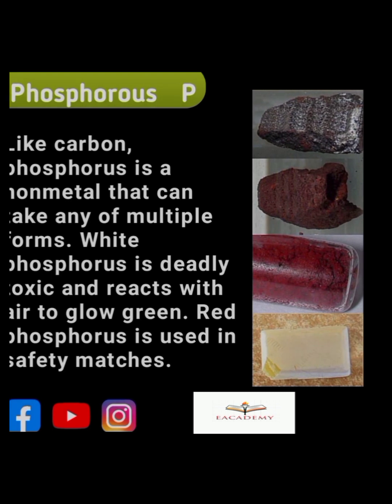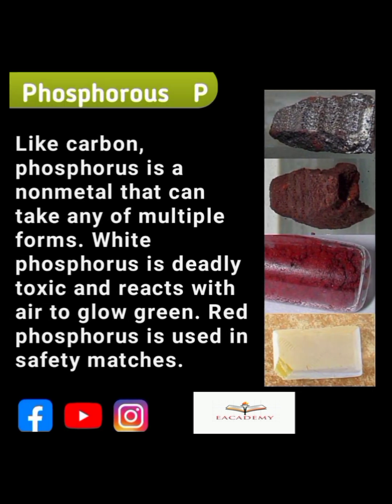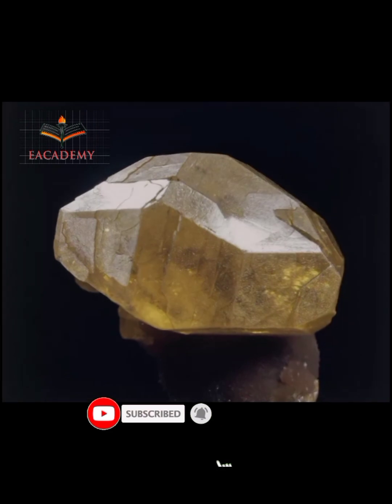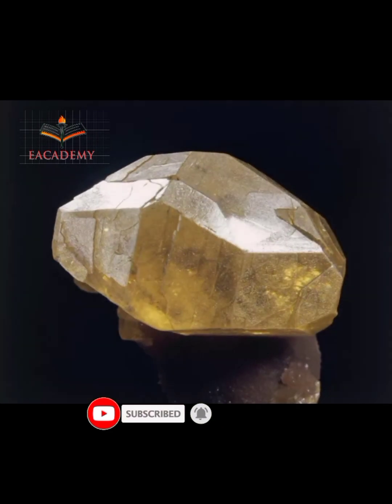Like carbon, phosphorus is a non-metal that can take any of multiple forms. White phosphorus is deadly toxic and reacts with air to glow green. Red phosphorus is used in safety matches. Sulfur is a non-metal that can be found in pure form, mostly around volcanoes. The solid element has a distinctive yellow color, but it's red in liquid form.